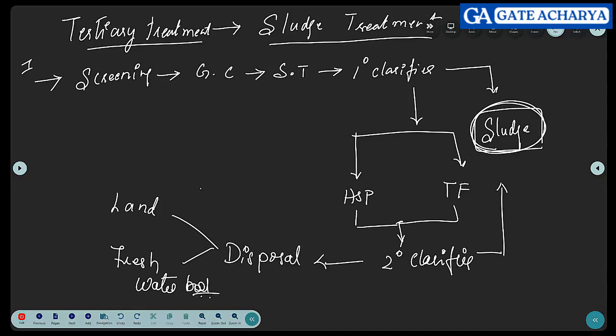So let us start with the sludge treatment. So what should I want to do with the sludge? என்ன பண்ணலாம் அந்த sludge வச்சு?